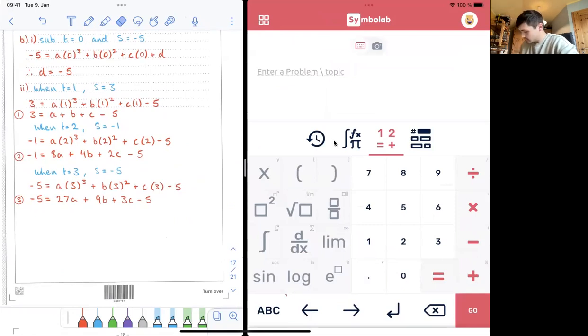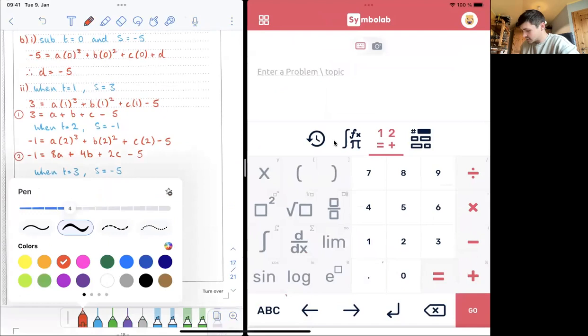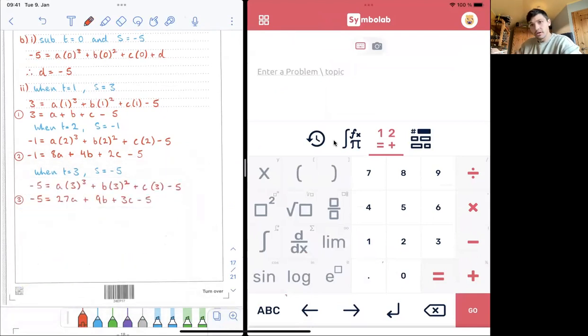I will also note that for each of these 3 equations, you could have brought the -5 to the other side of the equation. So for example, equation 1 would have been 8 equals 8 plus b plus c. Equation 2 would have been 4 equals 8a plus 4b plus 2c, and equation 3 would have been 0 equals 27a plus 9b plus 3c. Both would have been fine.